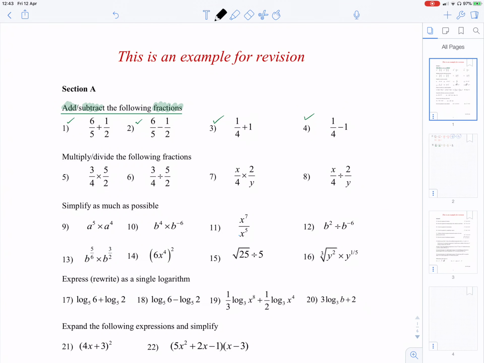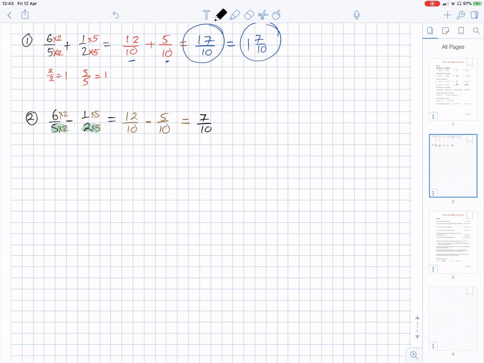Number 3 is 1/4 plus 1. So number 3, 1/4, add a 1. Okay, so the first thing we do is we can rewrite this as 1/4 add 1 over 1, because this 1 here, divided by 1 still remains a 1, okay? So after we've done that, the denominators are different. I've got a 4 and a 1, okay?